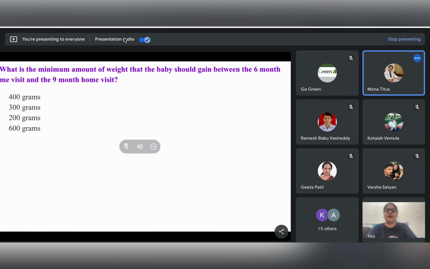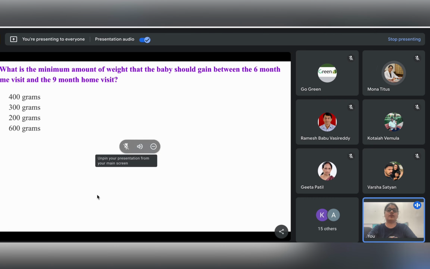Yeah. Okay. So the next question: what is the minimum amount of weight that the baby should gain between the 6th month home visit and the 9-month home visit?